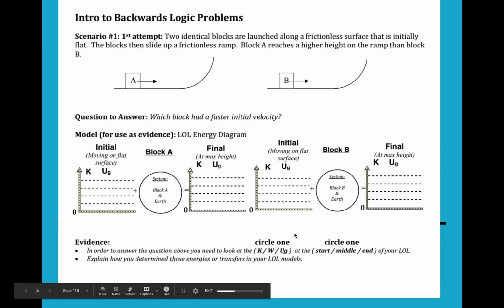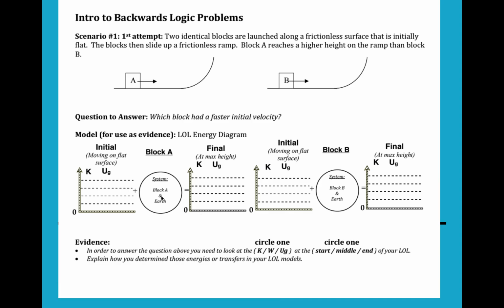So it tells us that two identical blocks are launched along a frictionless surface that's initially flat. The blocks then slide up a frictionless ramp. Block A reaches a higher height on the ramp than block B. So when I start making my LOL diagram, I don't really know enough about the initial. I'm going to start with what I do know from the prompt.